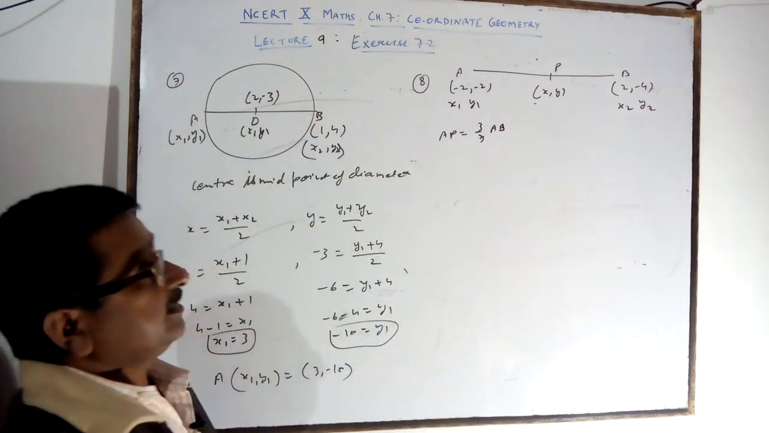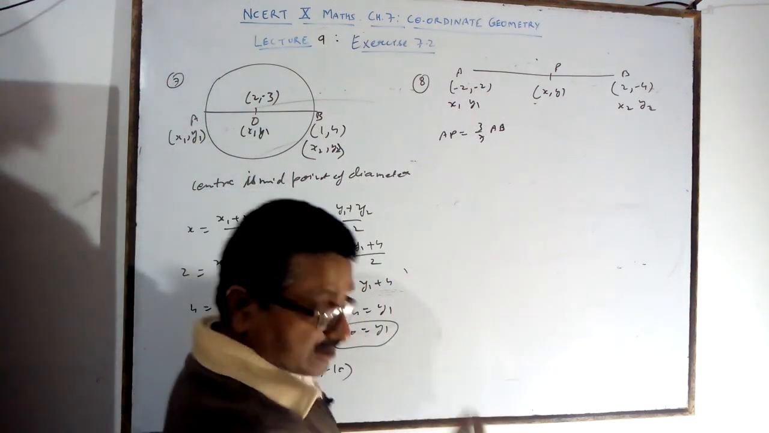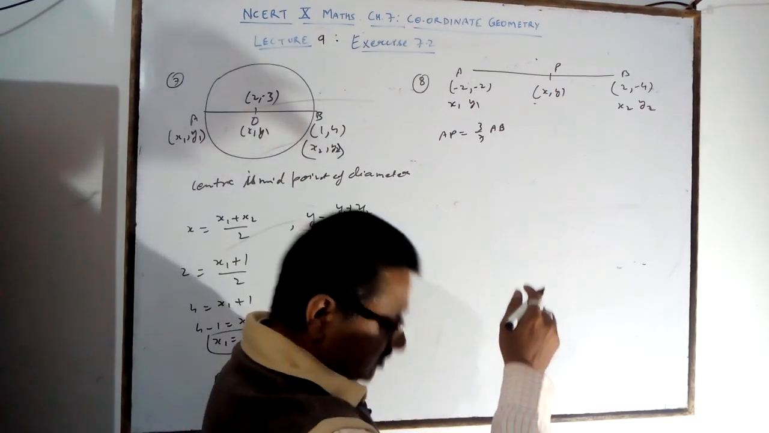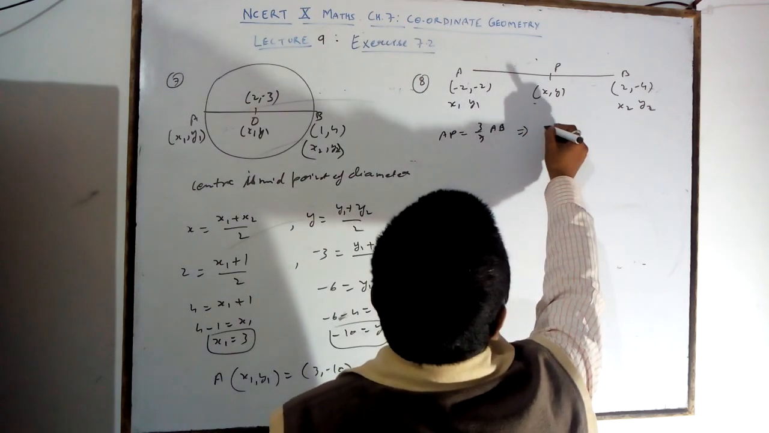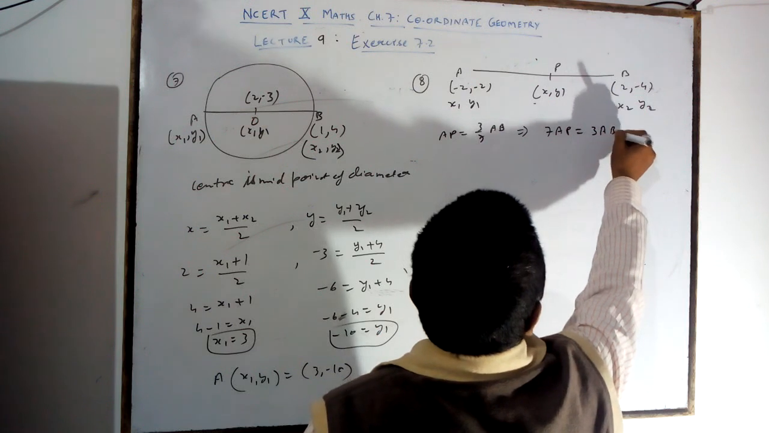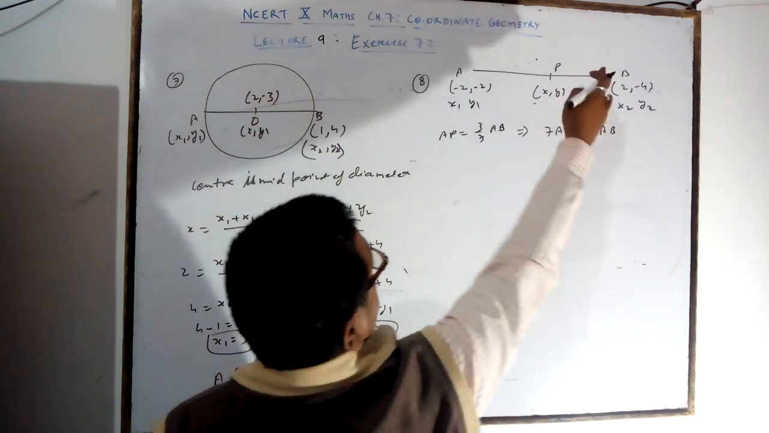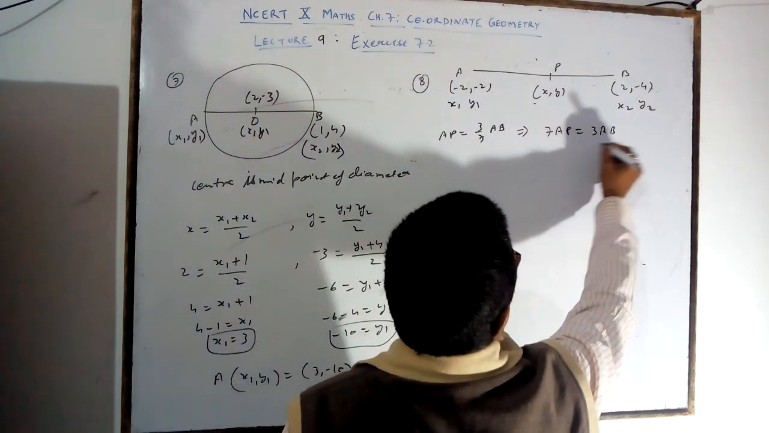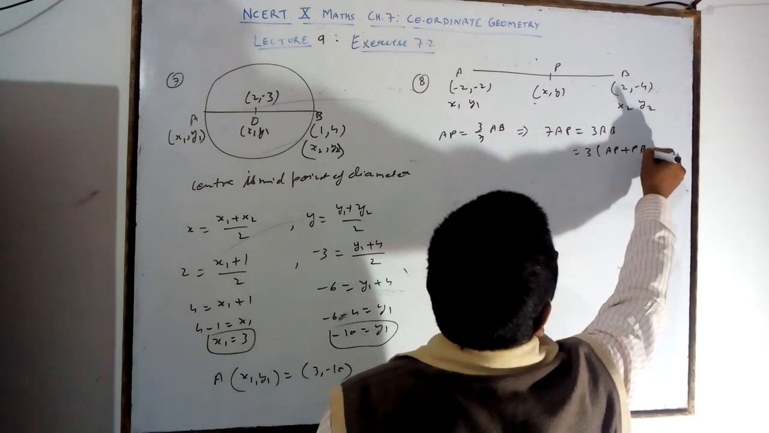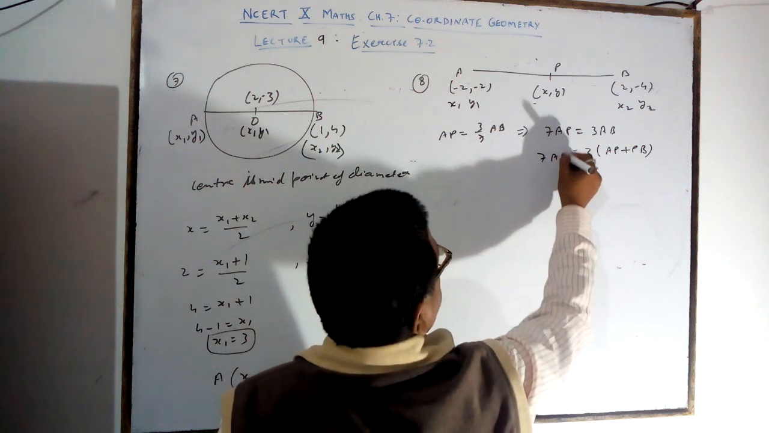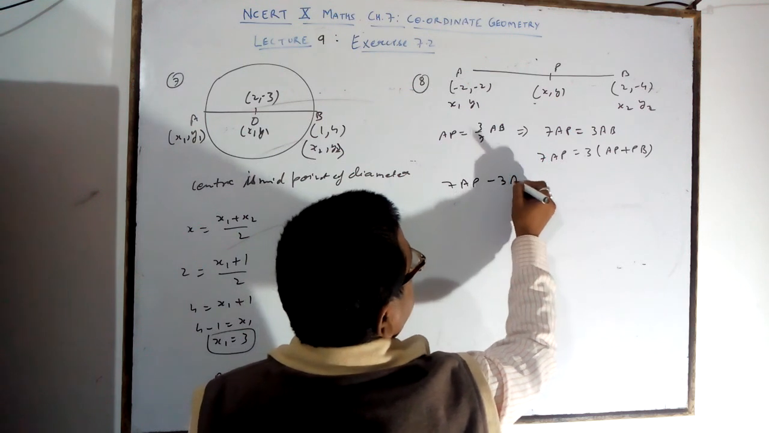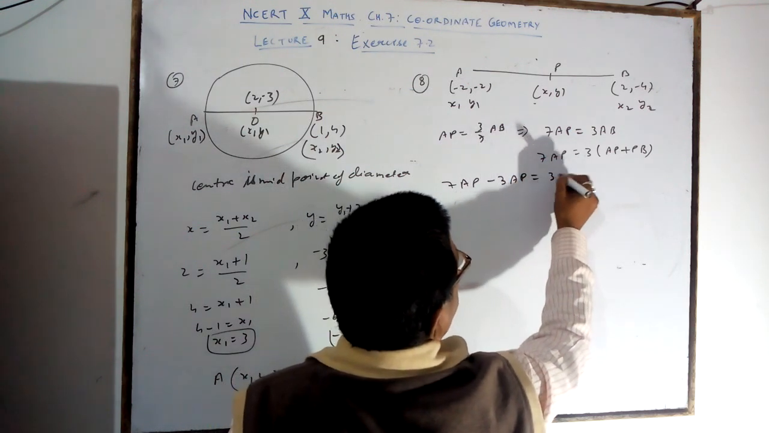Ratio is not given. So first you find out, AP is equal to 3 by 7 AB. What is the ratio? Ratio is not given, so what will you do? 7 AP is equal to 3 AB. You want the ratio AP to PB, so you can write this as 3 into (AP plus PB). So 7 AP minus 3 AP is equal to 3 PB.